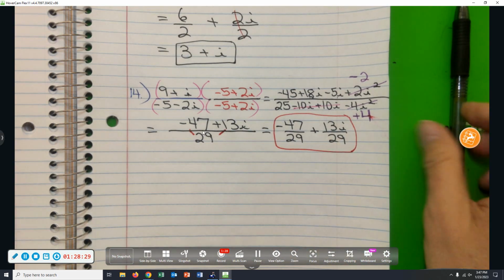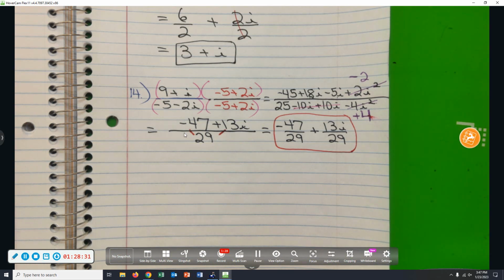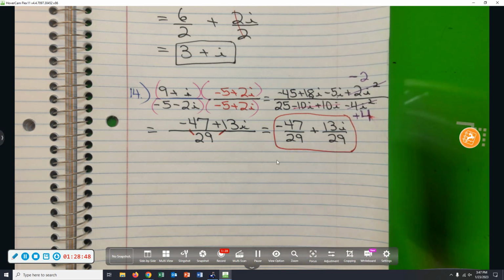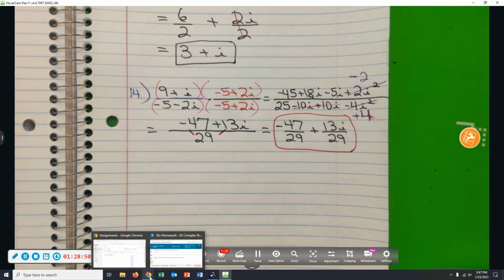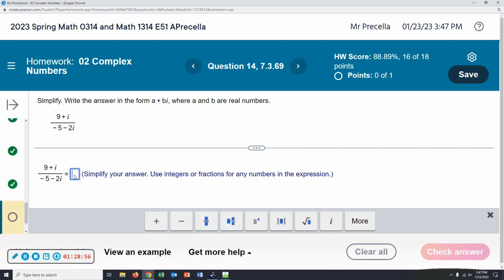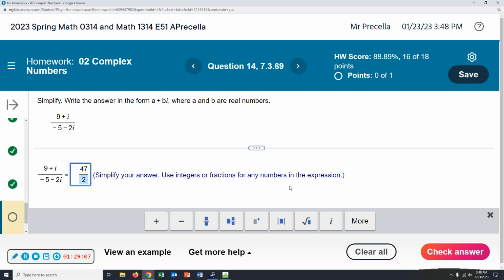Back in the olden days, Pearson would let you enter this answer. It won't anymore. Before 2022, Pearson used to allow this answer. But with an update, it's been changed, so you've got to write it as two separate fractions, a plus bi. So let me see, how do I type this in? It's a negative, hit the fraction key, 47. And then click down there below or use your down arrow to get to the denominator.